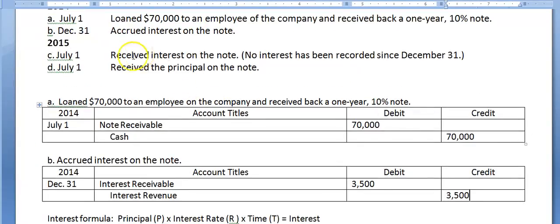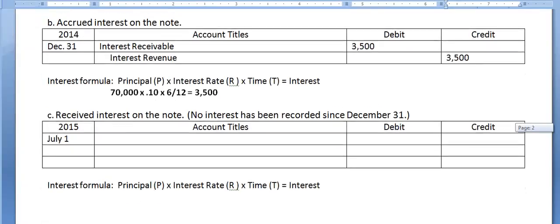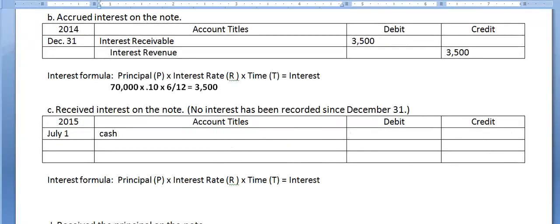Items C and D occur on the same day here, July 1st. We're receiving both interest and principal. So this is the maturity date or payment date. We will expect to receive cash. How much? Well, it depends. We've got to first calculate how much interest we have earned since the last time we recorded interest. Well, that was December 31st. This is July 1st. So 6 full months have passed. Again, you can multiply out 70,000 times 10% interest rate times 6 months divided by 12 to give you $3,500. That's how much interest has been earned since December 31st to July 1st.